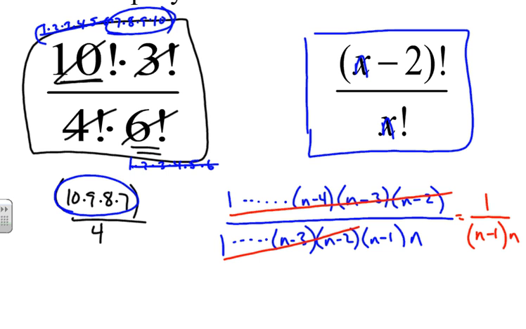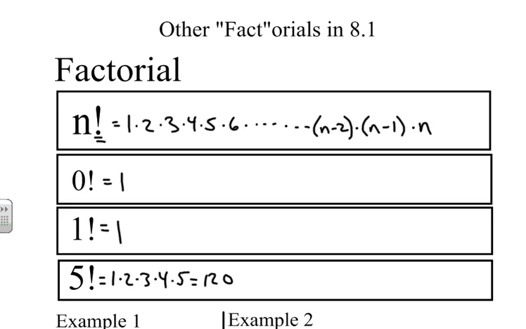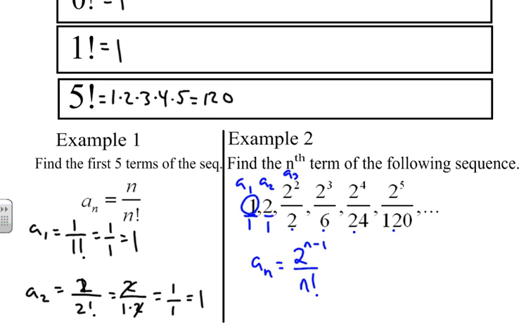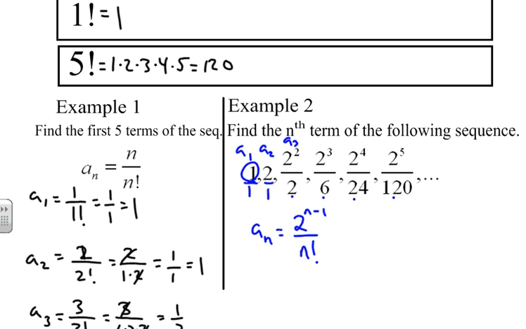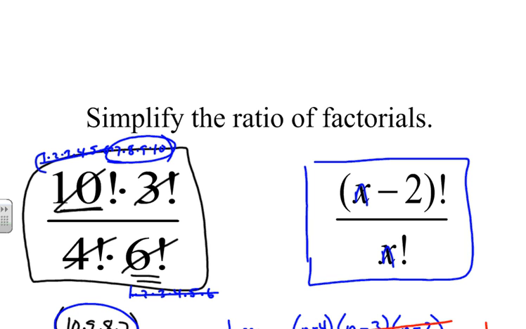Okay, so those are factorials. Factorials are when you multiply consecutive numbers together. They're used a lot in probability. You can use them on your calculator. You can use them to find number patterns and also to simplify different expressions. All right, hopefully this helps you understand factorials and how to use them.